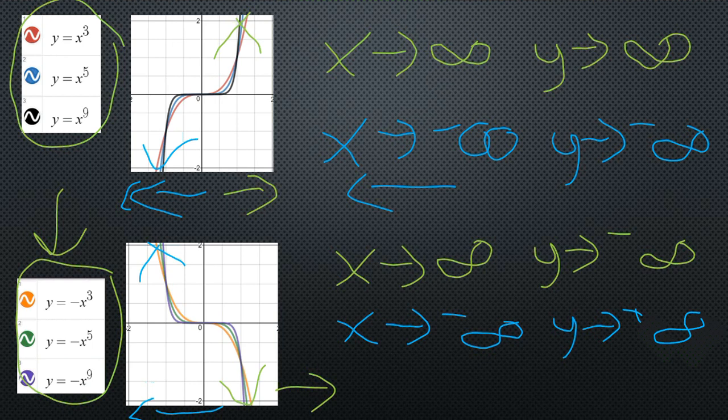Okay, so that takes care of basically almost everything you'll run into as far as end behavior goes. Notice in this case, our end behavior is split when we have odd degree polynomials.